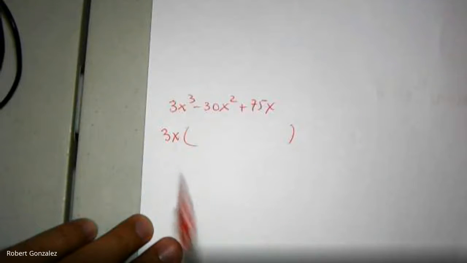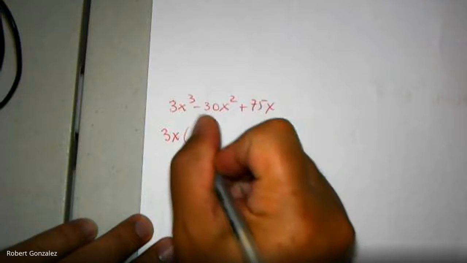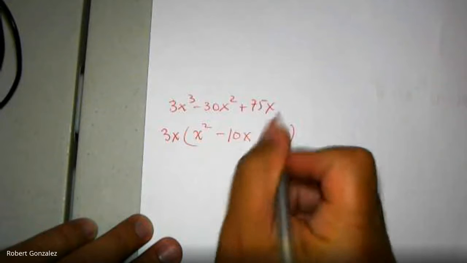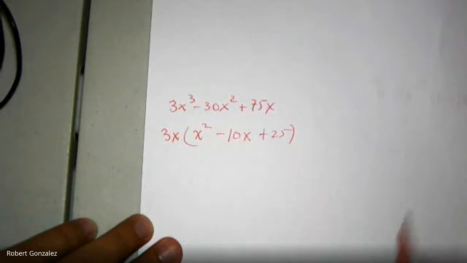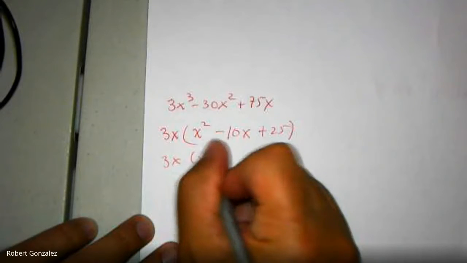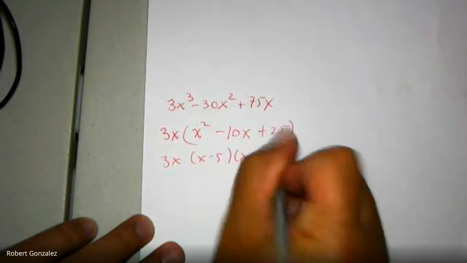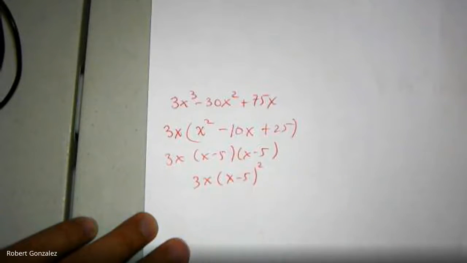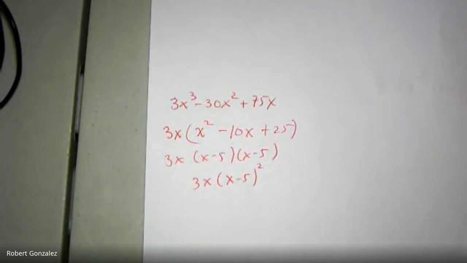If I divide out 3x, from here we're left with x squared. Divided by 3x here, we get minus 10x. And divided by 3x here, we get plus 25. When I factor this trinomial, I get x minus 5 times x minus 5. And that gives us 3x times x minus 5 quantity squared. Beautiful. Did I do it right? Check my work.